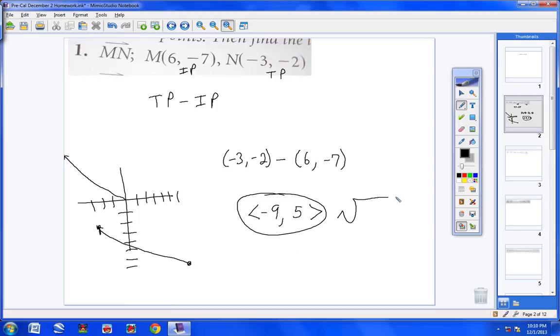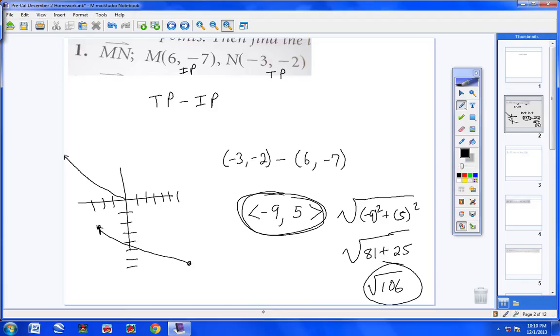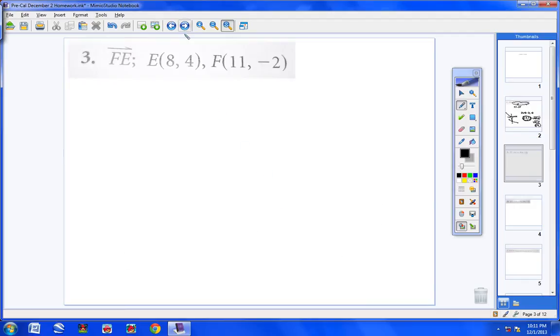Remember how you find the length? You take the square root of, and you square the -9, and you square the 5. And then 9 squared, of course, is 81, and 5 squared, of course, is 25. And so you'd end up with the square root of 106. And that is your answer. So this is the component form of vector MN, and this is the length or magnitude. Okay, this vector right here is equivalent to this vector up here because they're both the same length, both going the same direction, and they both have the same slope.